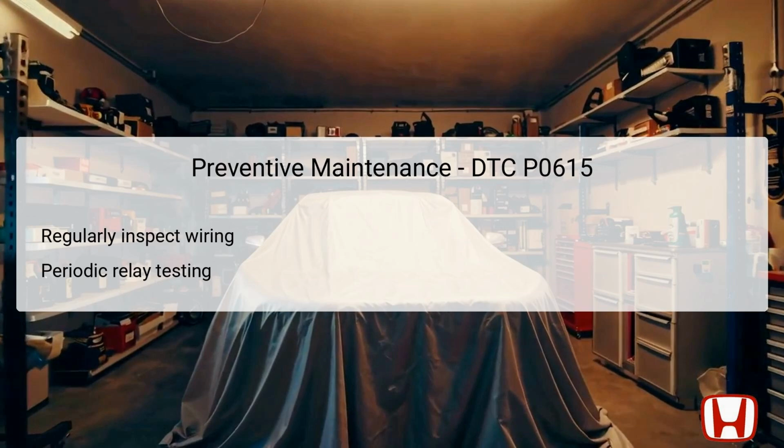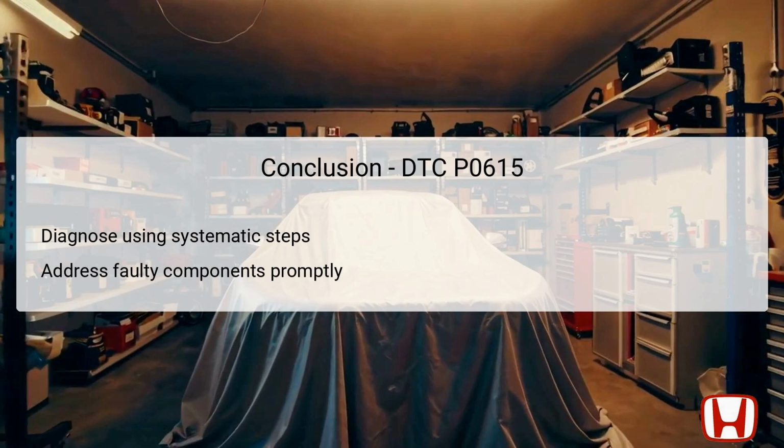starter system components. In summary, diagnosing DTC P0615 requires a systematic approach focused on understanding the roles of the starter cut relay, external circuits, and the PCM. Identifying the symptoms, possible causes, and conducting the troubleshooting steps properly will lead to an effective resolution of the issue. Addressing faulty components promptly, whether they be wiring, relays, or the PCM itself, ensures the vehicle's starting system operates smoothly and reliably.